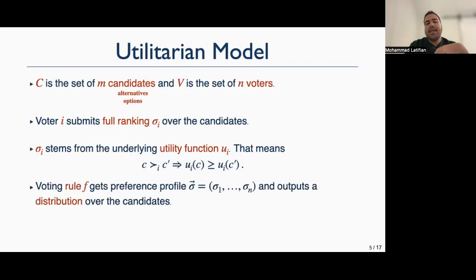A voting rule gets this preference profile, which is the set of all preference rankings, and outputs a distribution over the candidates. If the distribution always has a singleton support, we say that this rule is a deterministic rule. In addition, in order to make different voters' utilities comparable, we have to normalize them. To do so, we use the unit sum normalization, and we assume that the total utility of each voter for different candidates sums up to 1.